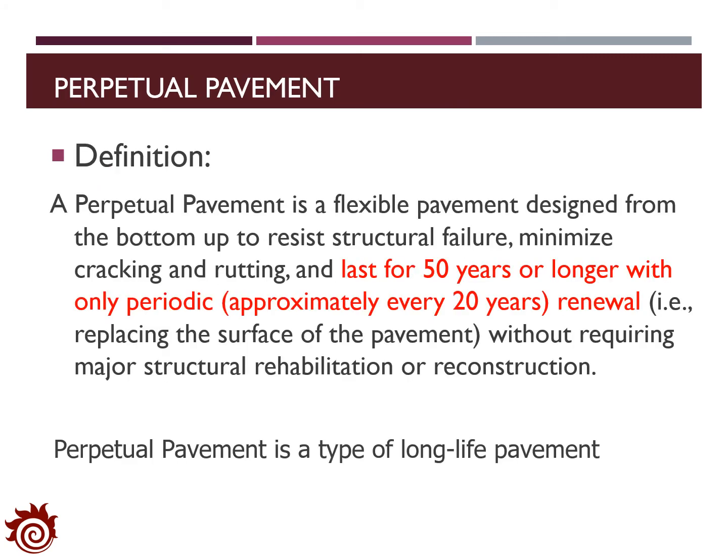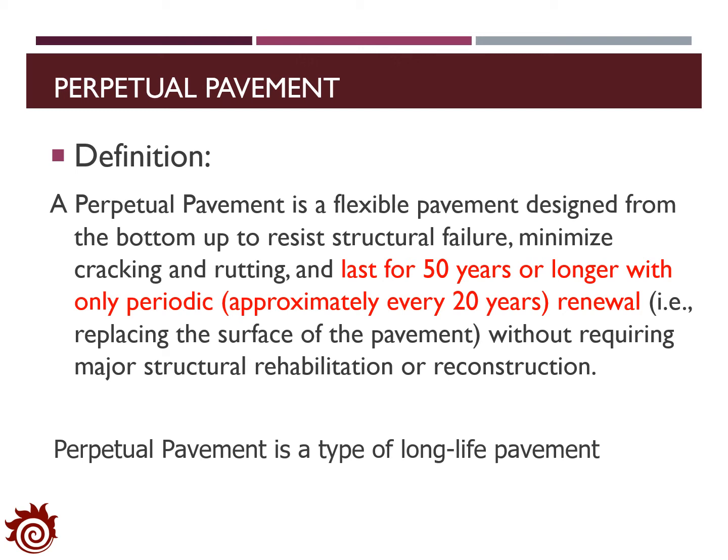Here we will introduce one type of long-life pavement, perpetual pavement. The perpetual pavement is defined as an asphalt pavement designed and built to last for more than 50 years without requiring any major structural rehabilitation or reconstruction. It only needs some periodical renewal of the surface layer, and the maintenance may occur every 20 years. The concept has been widely applied in Europe, and it has gained a lot of attention in North America.